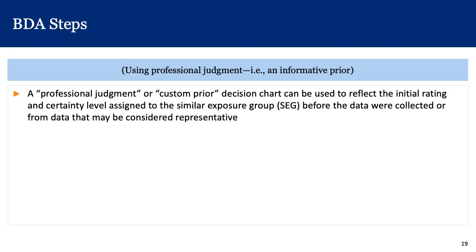So a professional judgment or a custom prior decision chart can be used to reflect the initial rating and certainty level assigned to an SEG before the data are collected, or from data that may be considered representative.